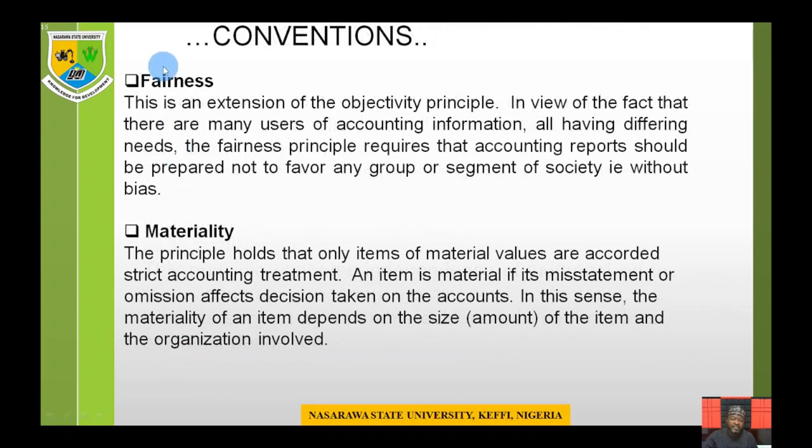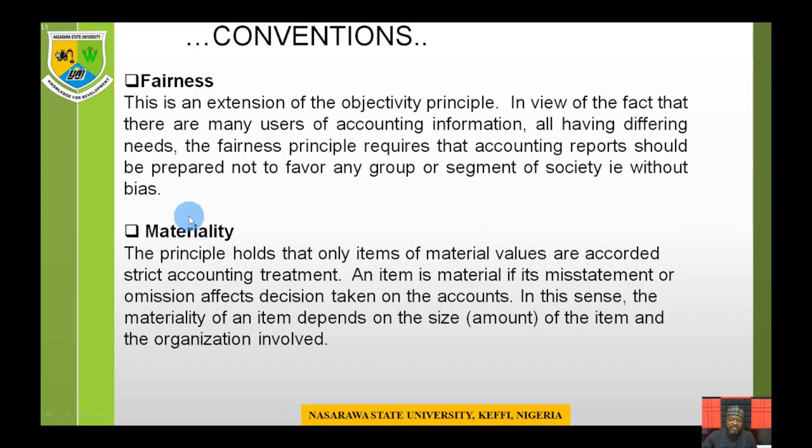Next is fairness. Fairness is an extension of the objectivity principle. For the fact that there are many users of accounting information, all having different information needs, the fairness principle requires that accounting reports should be prepared not to favor any group or segment of the society, i.e. it should be prepared without bias.